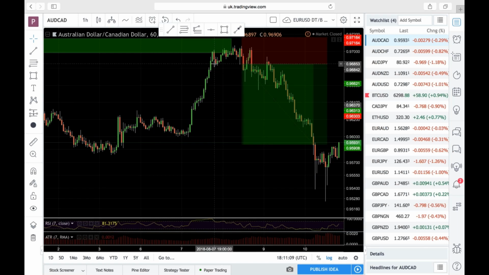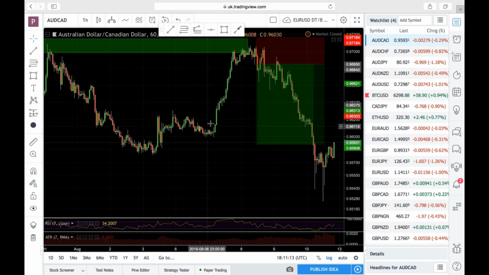Now if you extrapolate that into this pair, we've come up to this level. So people have been buying, and we get up to this level. Now we have the RSI overbought. So there's too many people buying, and now we are running out of steam.